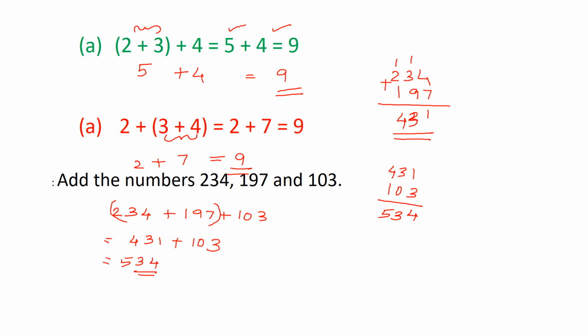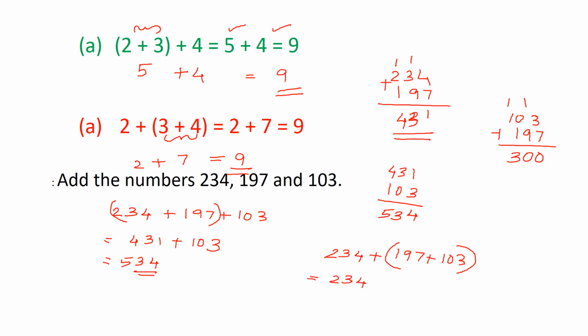Now if I am adding 234 plus 197 plus 103, I am adding these two numbers together. Now which one will I add first? I have to add in the bracket first. So I have 103 plus 197. So when I add, what will I get? 3 plus 7, 10. Carry over 1. 1 plus 9, 10. Carry over 1. 1 plus 1, 2. 2 plus 1, 3.